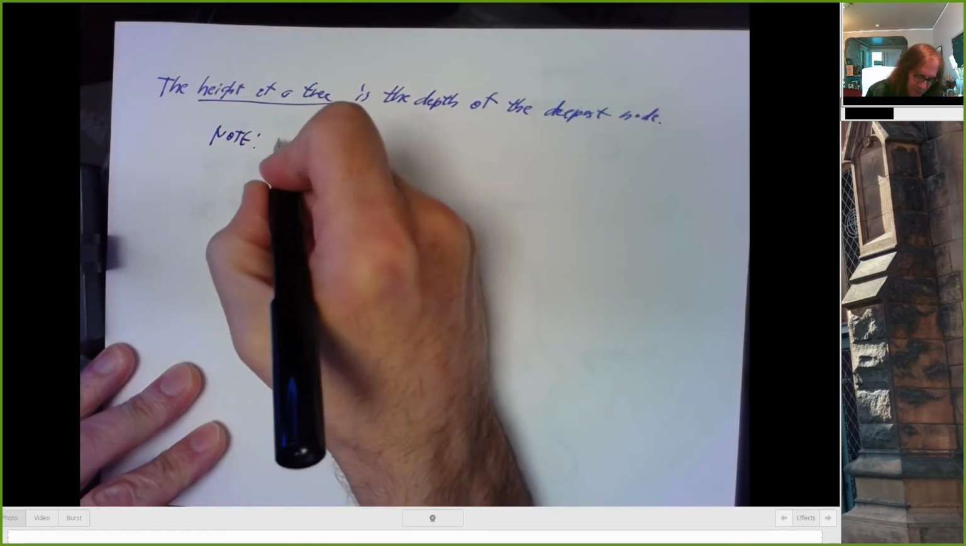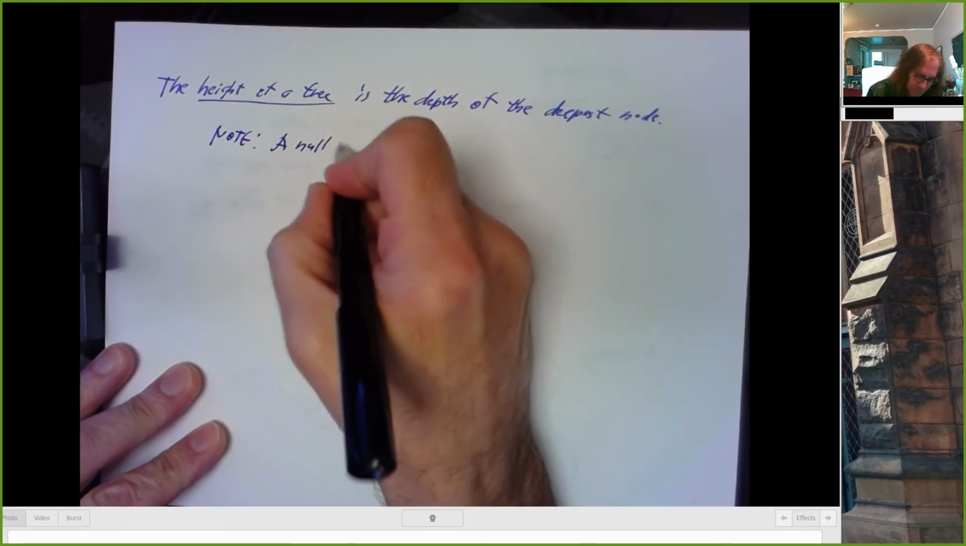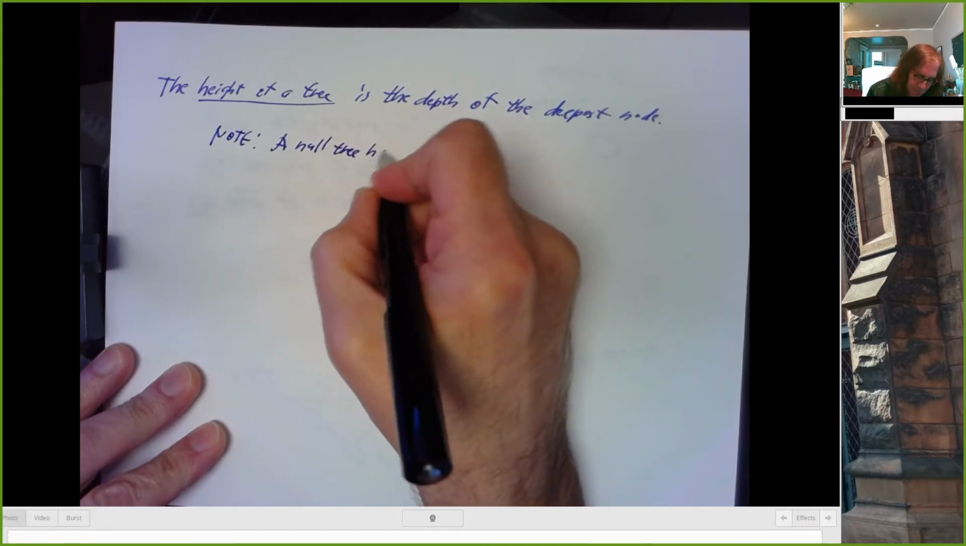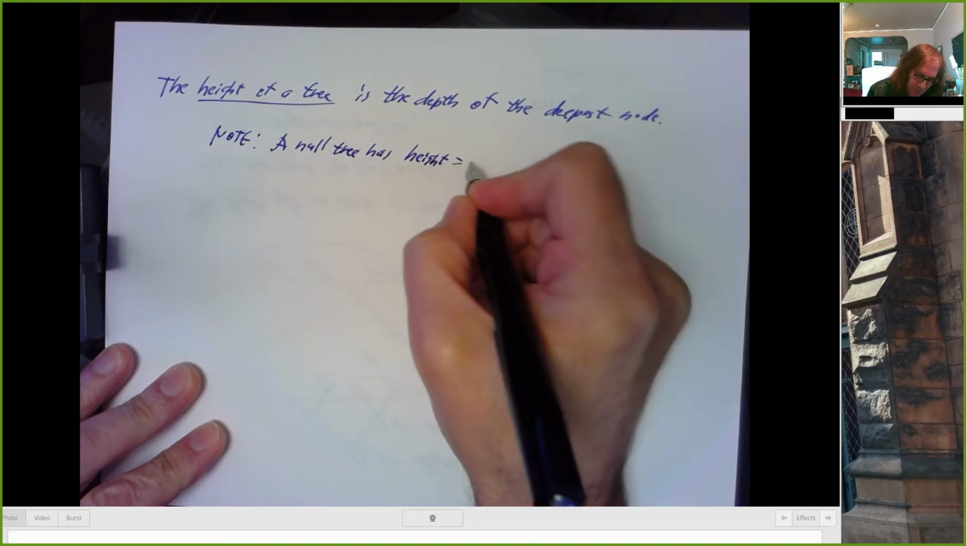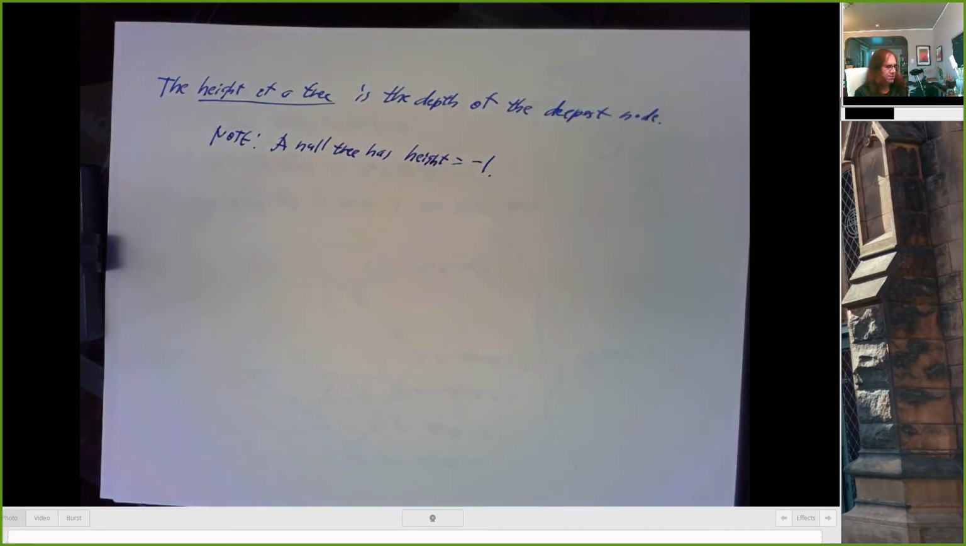But there's a special case. A null tree has height -1. So a null tree is a tree with no nodes. It's a totally empty tree. Different from a tree that has a root. If it just has a root, the height is 0. If it has no nodes in it at all, then the height is -1.